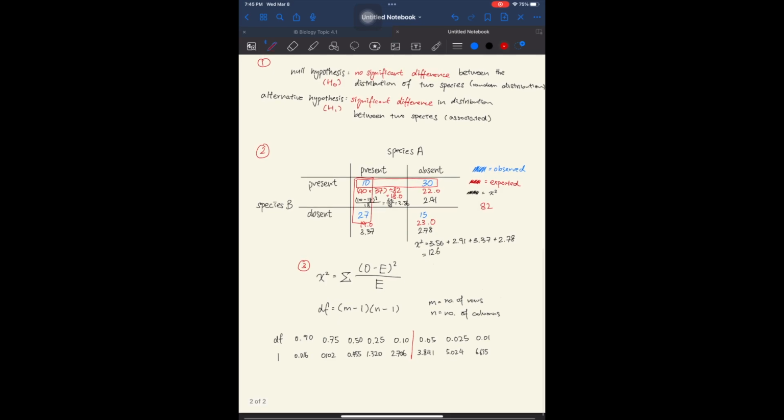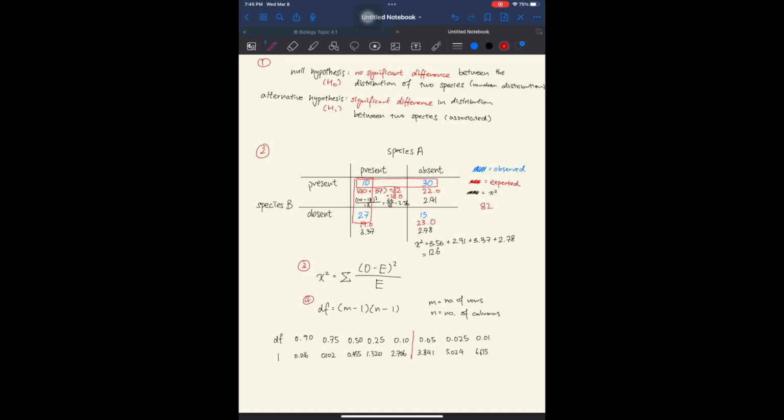Now that we've calculated that, we're going to have to determine the degree of freedom. So we're not done yet just by calculating the chi-square value. We need to use this chi-square value to determine whether there's a significant difference or not. So the fourth step, determining the degree of freedom.